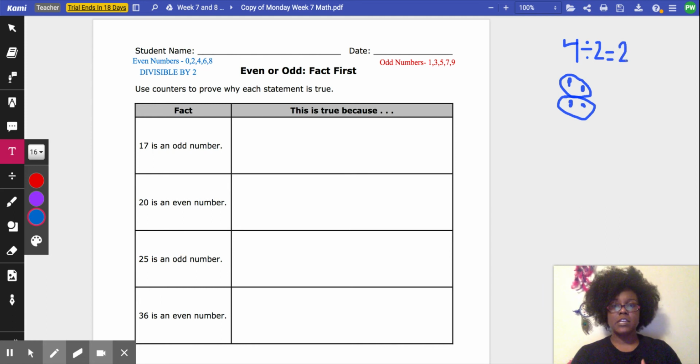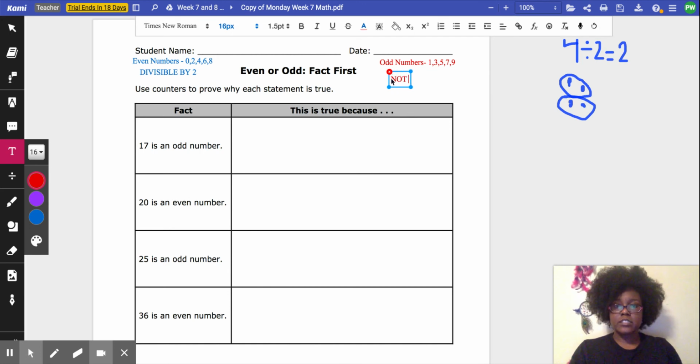So when we look to see if a number is even or odd, we always look in the ones place. That will tell us. So if the ones place number is a 0, 2, 4, 6, or 8, it is even. Odd numbers end in 1, 3, 5, 7, and 9. And odd numbers are not divisible by 2.